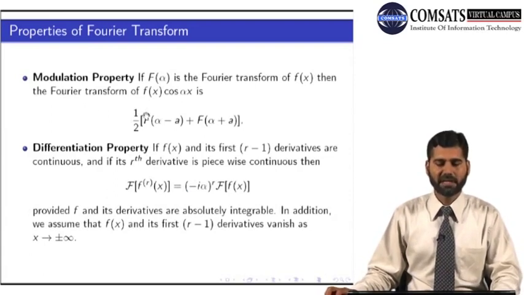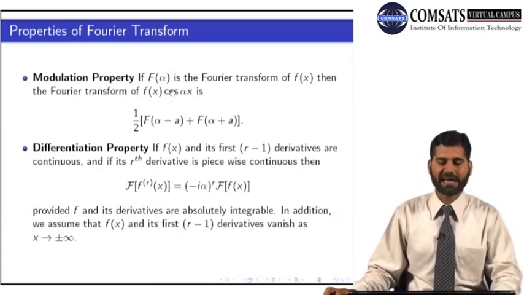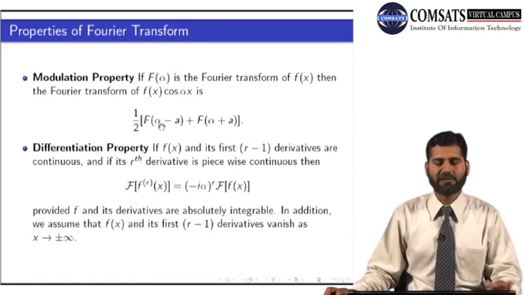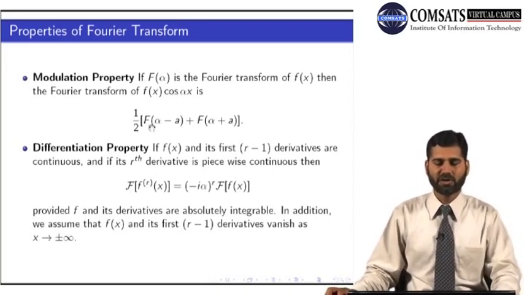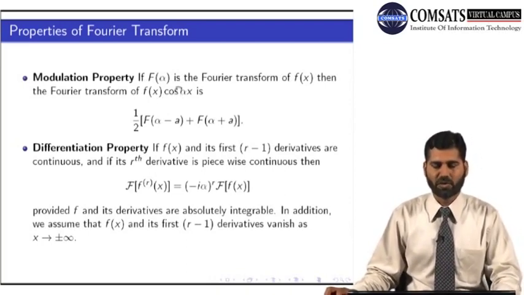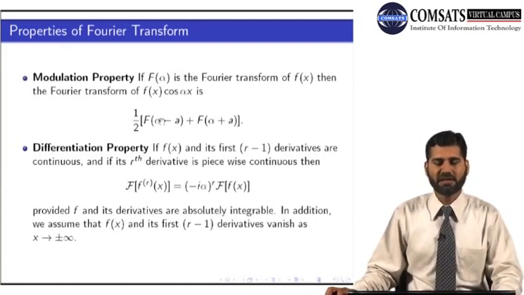Modulation property. If F(alpha) is the Fourier transform of f(x), then the Fourier transform of f(x) cosine(ax) is this. You see, this is the mean value of F(alpha minus a) and F(alpha plus a). So if you just multiply your function by cosine(ax), the Fourier transform of the resulting function is the mean value of these two functions.